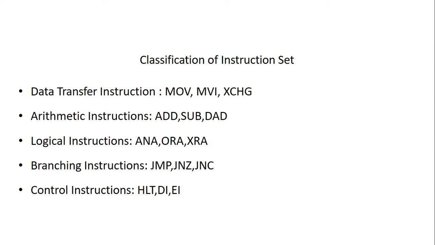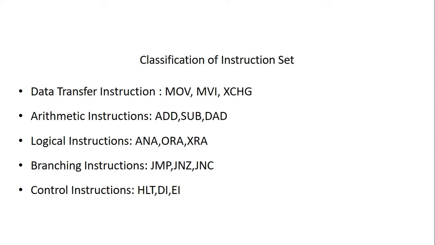The fourth one is branching instructions. Branching instructions are used to give a loop in your program, that is, a jump instruction. So you can say JMP, JNZ and JNC. These are some examples of branching instructions. And the last one is control instructions, such as HLT, DI and EI, that is, disable interrupt and enable interrupt. These are some examples of these instructions.